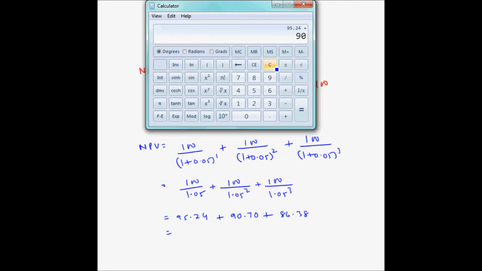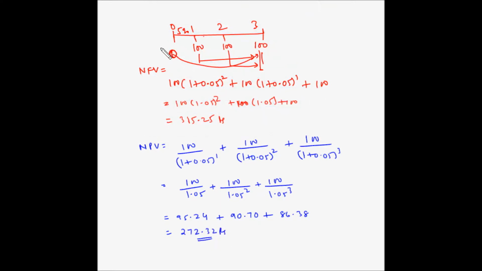And all of this is equal to 95.24 plus 90.7 plus 86.38, which is 272.32 rupees. So 272.32 rupees when deposited today at 5% interest per annum will allow us to withdraw 100 rupees at the end of the first, second and third years. So this is an equivalent of this cash flow stream at 5% interest per annum.